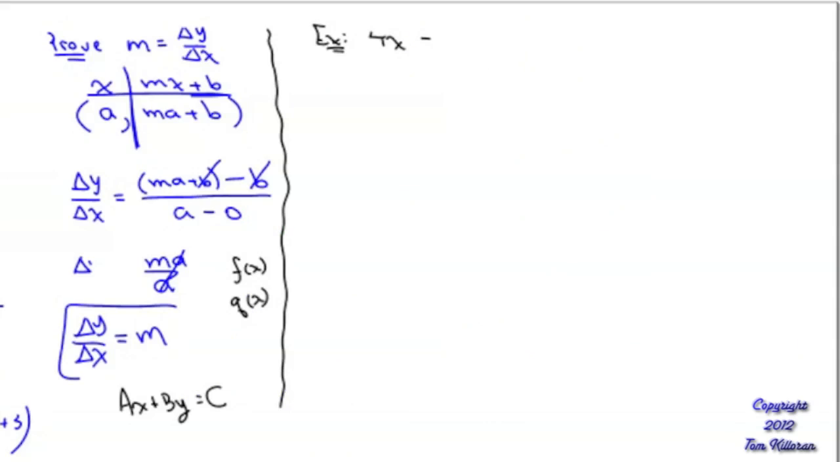I'm just trying to make stuff confusing. We don't get any more. I know. We're already. Is that on the board? 4x minus 7y is equal to negative 14.